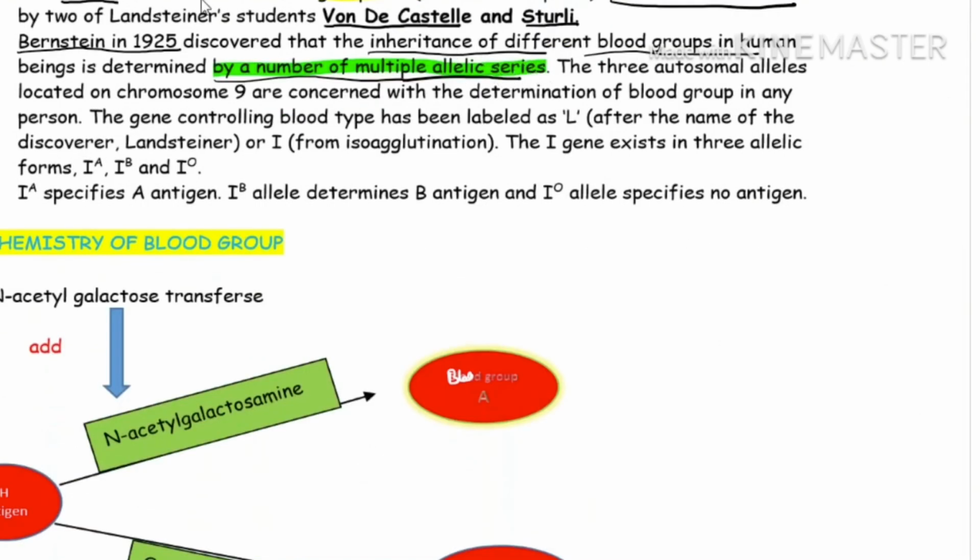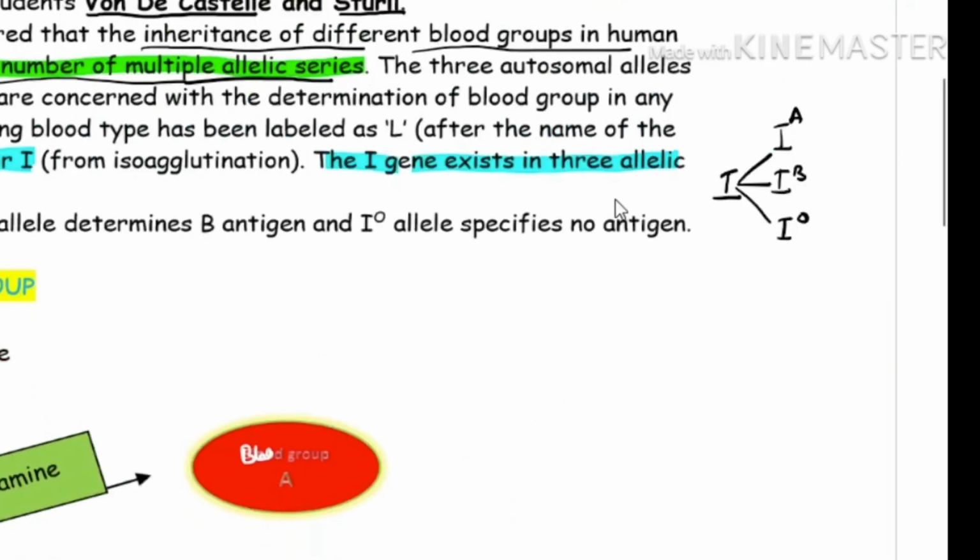Now if you see, for blood group, genes are located on chromosome 9. And the gene is represented by symbol I. The gene I exists in three forms: IA, IB and IO. So your gene I is existing in three forms: IA, IB and IO. So here blood group is controlled by three alleles. So blood group is a case of multiple alleles.